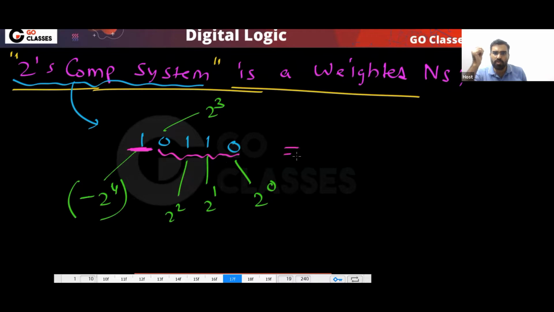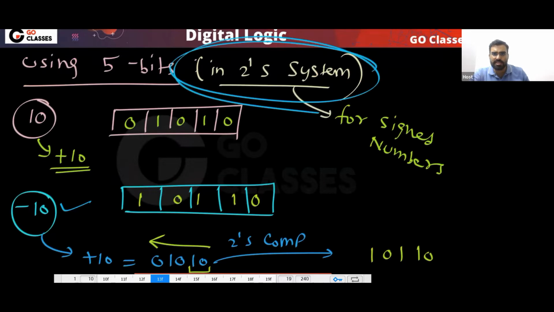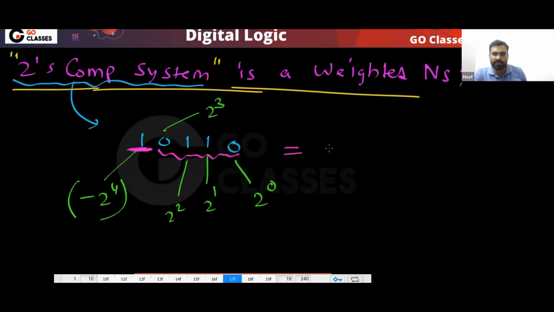Now if you calculate 10110, we have already seen 10110, the answer should be minus 10 in the 2's complement system. Now let's find out the value. That will be minus 2 power 4 plus 2 power 2 plus 2 power 1. So the answer will be minus 10. You can check it. Is this clear? So this 2's complement system is also a weighted number system.